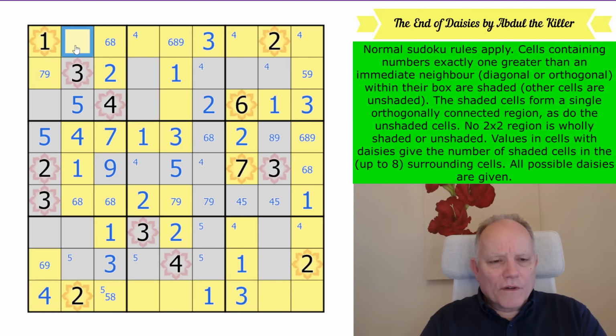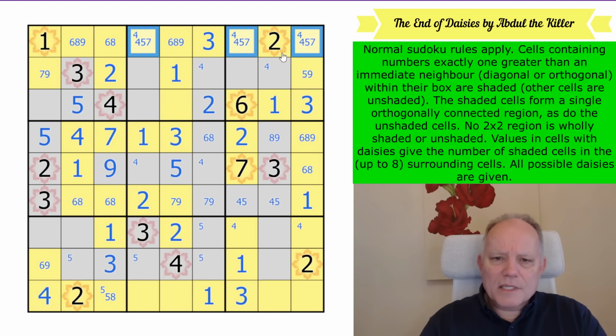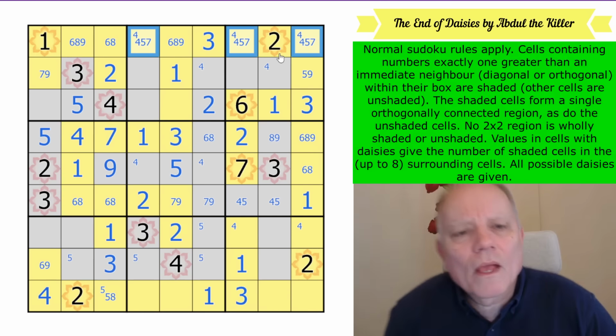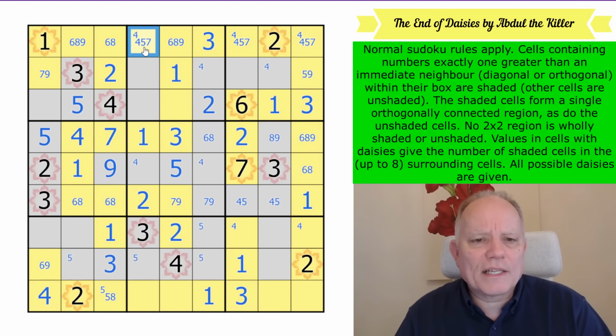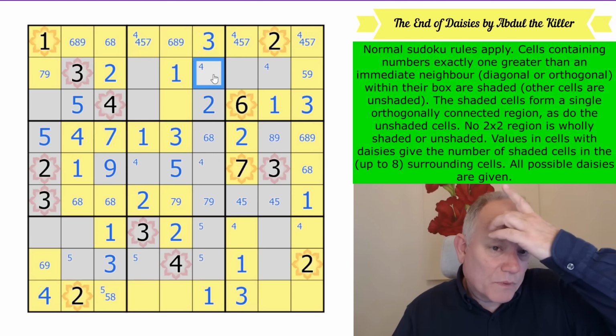1, 3, 2, 4, 5. This one is one bigger than one of these three. So it's not a 7. And now I've got a 6, 8, 9 triple in the top row. So the other digits in the top row are 4, 5, and 7. And for that to be a 7, 6 would have to be here.